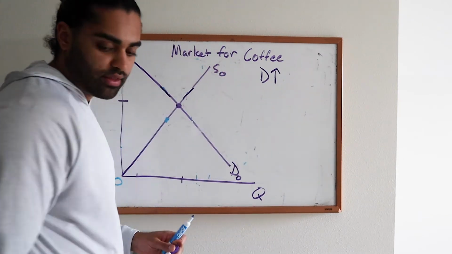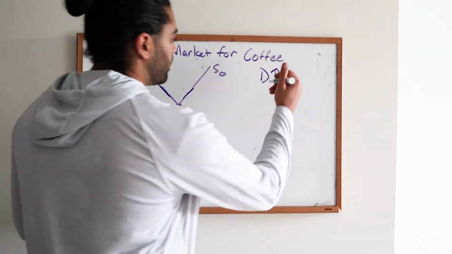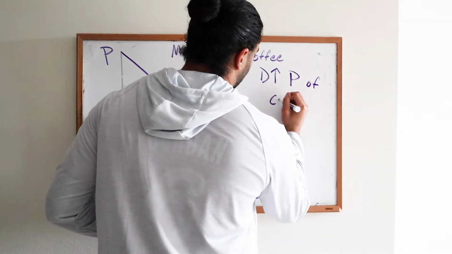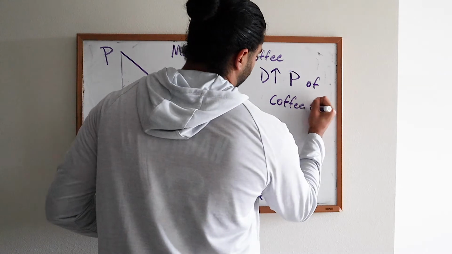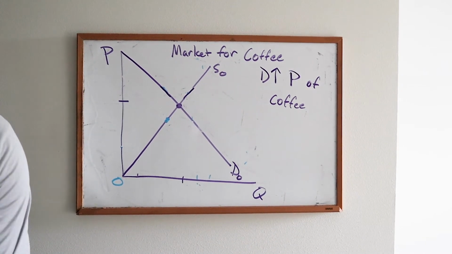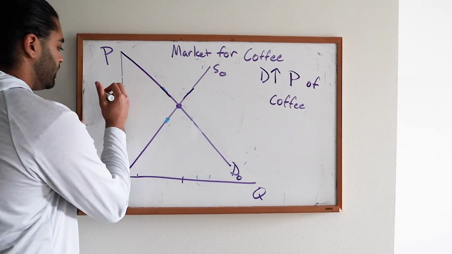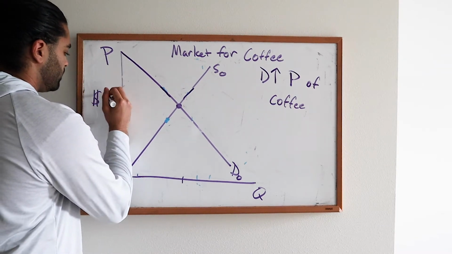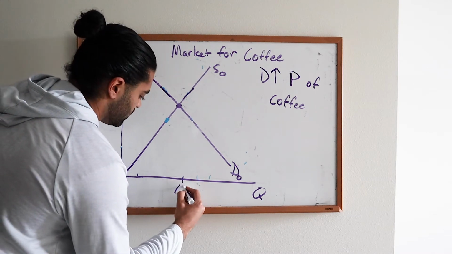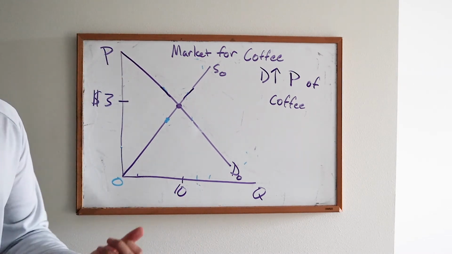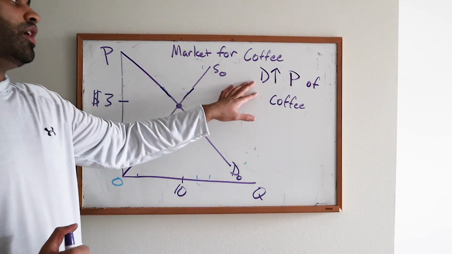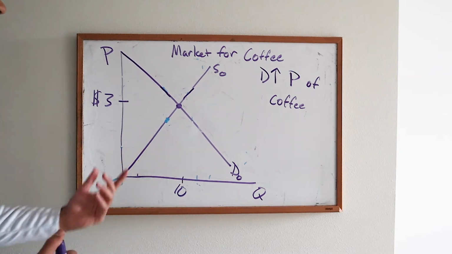So if I say there is an increase in the price of coffee, and I tell you that our equilibrium price is, let's just say, $3, and at this amount individuals want to purchase, let's just say, 10 units or 10 cups of coffee. So now our new event taking place is an increase in the price of coffee.